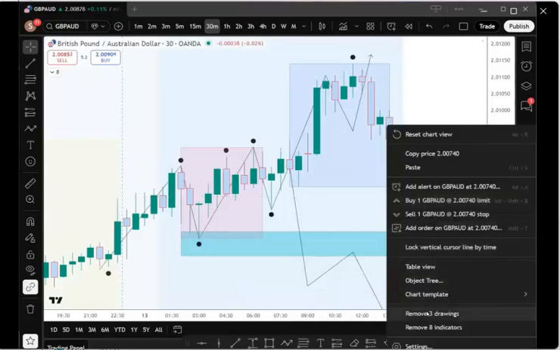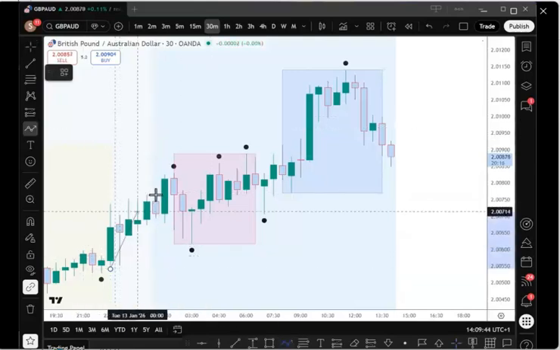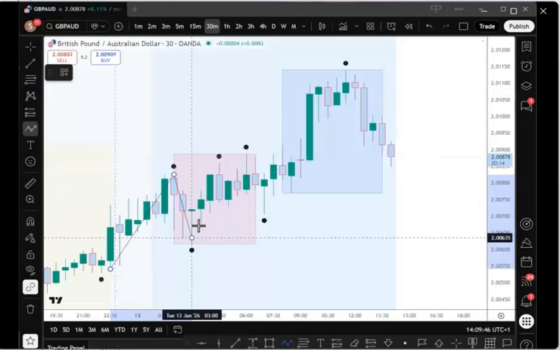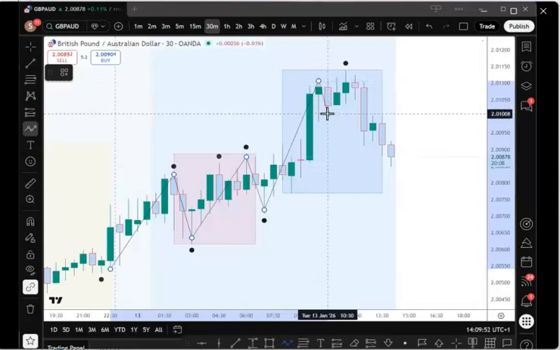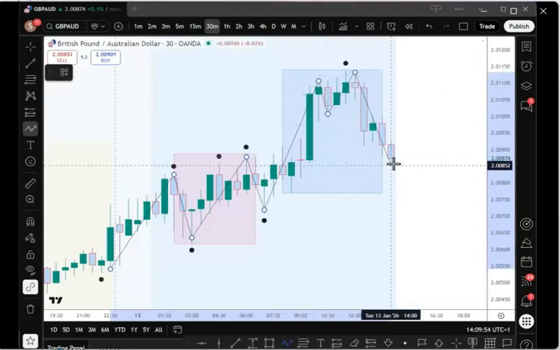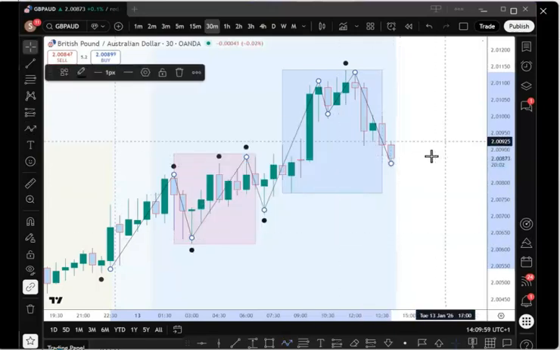Pound Aussie. So pound Aussie, I didn't really do anything on this one. I didn't like the price action. So what did price do overnight? It's just going up and down. Eventually, we had a break of structure, and then it came down, went up, and then came down now. So where is price now? Price is right here.